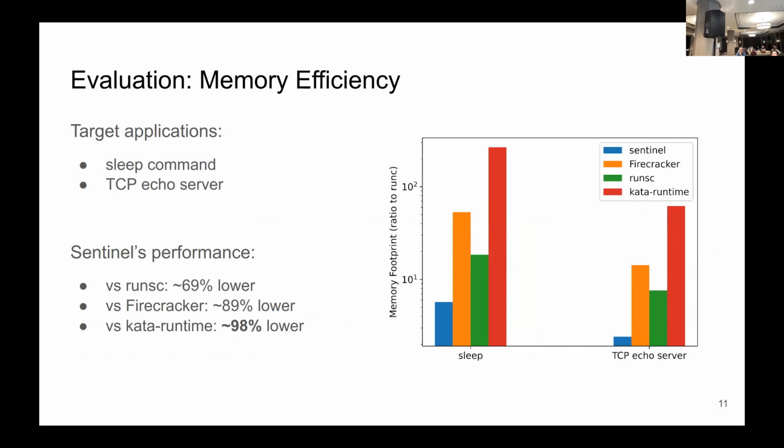And last but not least, we measured memory footprint. This graph is also a log-scale graph relative to Sentinel's memory footprint. We measured two applications, Sleep and GCP Echo Server. And Sentinel's memory footprint is 69.9% lower than runC, 89% lower than Firecracker, and 98% lower than Kata runtime.